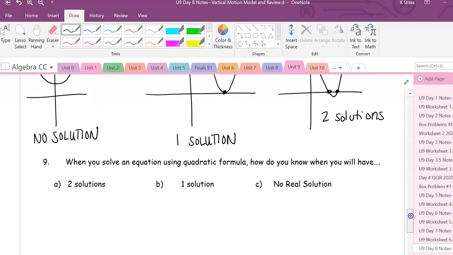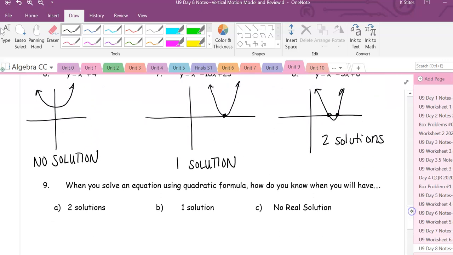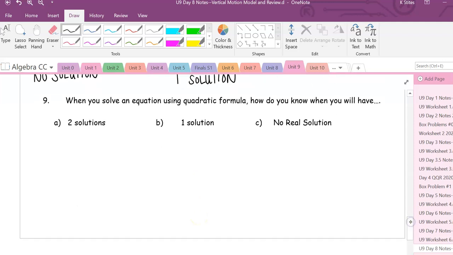Now, how does that relate to quadratic formula? Well, you can see 2 solutions, 1 solution, no real solution. Okay, but what we want to talk about is the type of number that is underneath our square root. Okay, so what is the number called underneath your square root? We had a name for it. It's the discriminant.